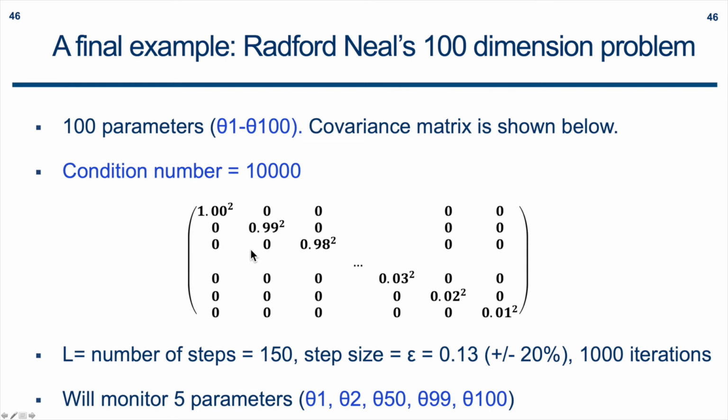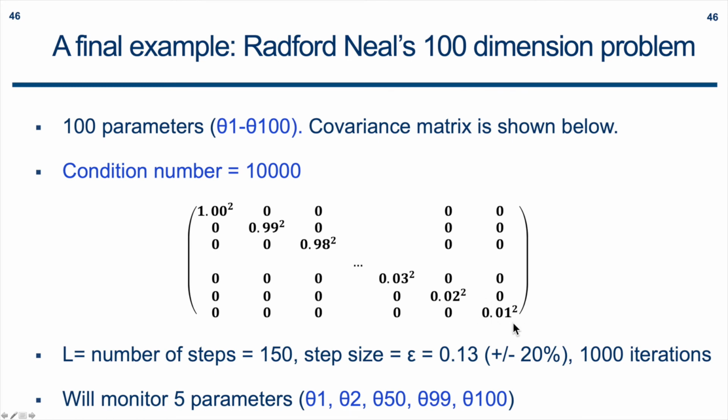The condition number is this ratio of the largest eigenvalue to the smallest eigenvalue, which would be just this 1 divided by 0.01 squared, so it's about 10,000. So along the diagonal here we have essentially the standard deviations for the 100 parameters. So this one has a standard deviation of 1 all the way down to this one down here. He just has a standard deviation of 0.01.